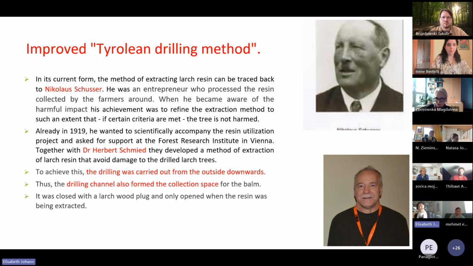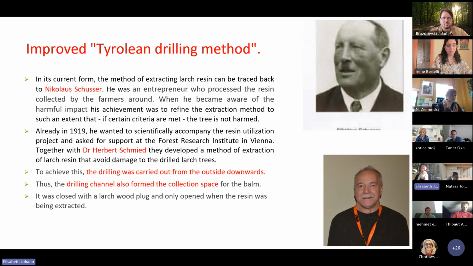And already in 1919, he wanted to scientifically accompany the resin utilization project and asked for support at the Research Institute in Vienna. Together with Dr. Schmidt, the later director of this institute, they developed a method of extraction of larch resin that avoided damage to the trees. It was now drilled from outside upwards, and the hole was closed immediately and only opened when the resin was collected, usually twice a year.